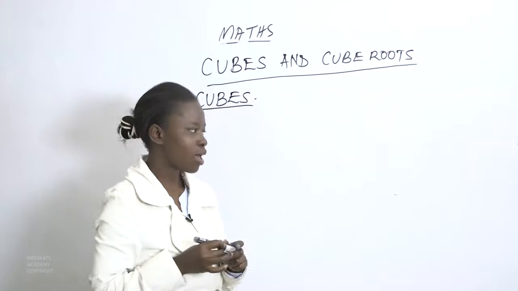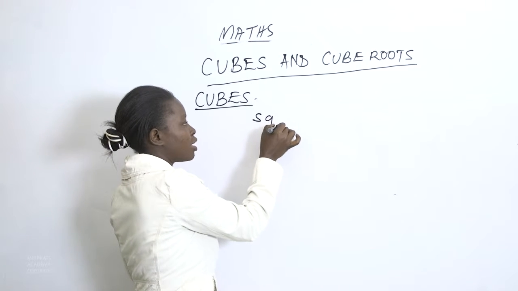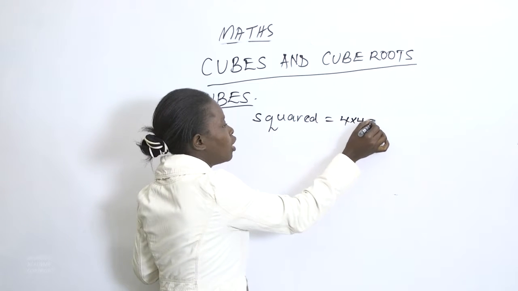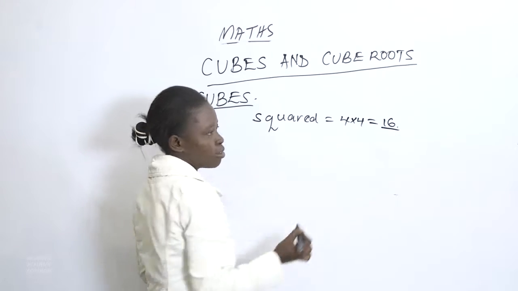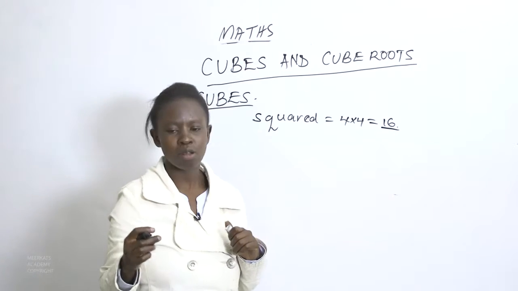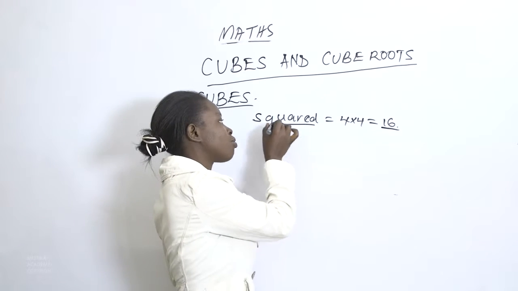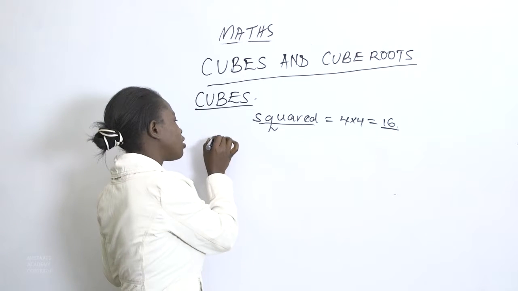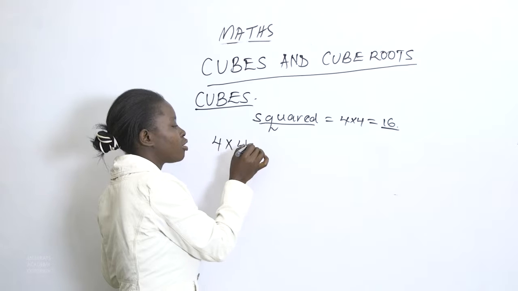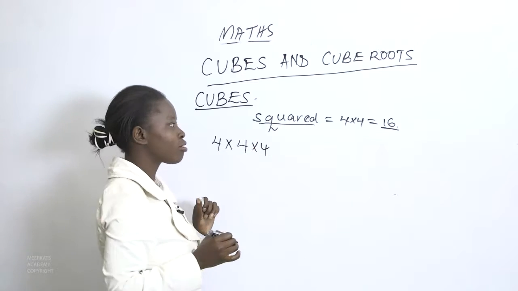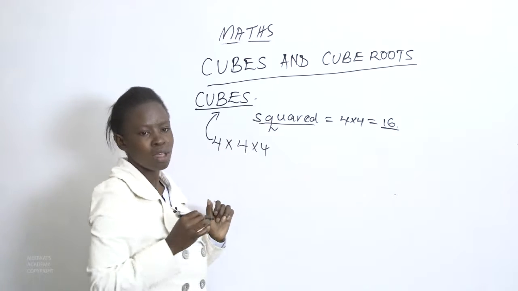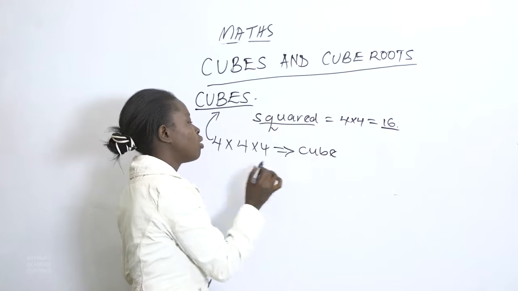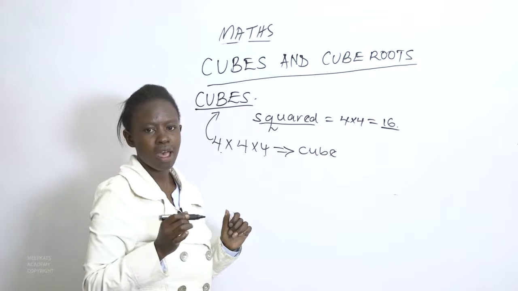When we were looking at a square, we simply said that a square is that number that is multiplied by itself. So when we multiply 4 times 4, it gives me a square, which is 16. But supposing I multiply this number repeatedly 3 times, so I have 4 times 4 times 4. When it is repeating itself 3 times, then whatever we have is a cube.